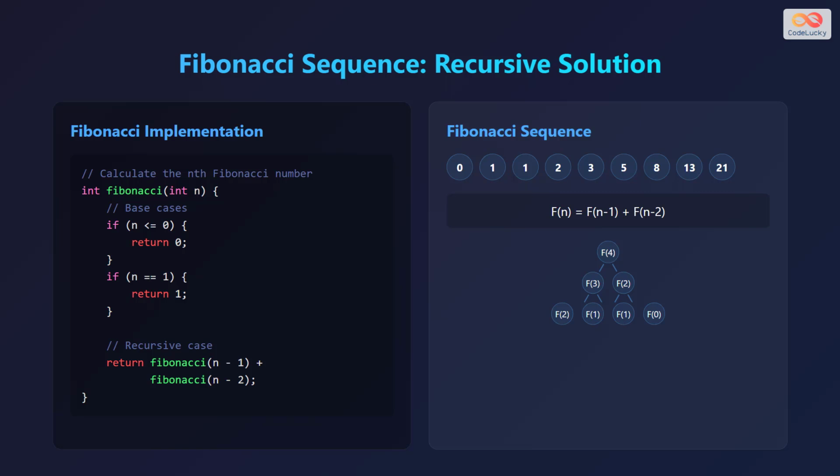The Fibonacci sequence is a series of numbers where each number is the sum of the two preceding ones, usually starting with 0 and 1. The sequence typically looks like this: 0, 1, 1, 2, 3, 5, 8, 13, 21, and so on.